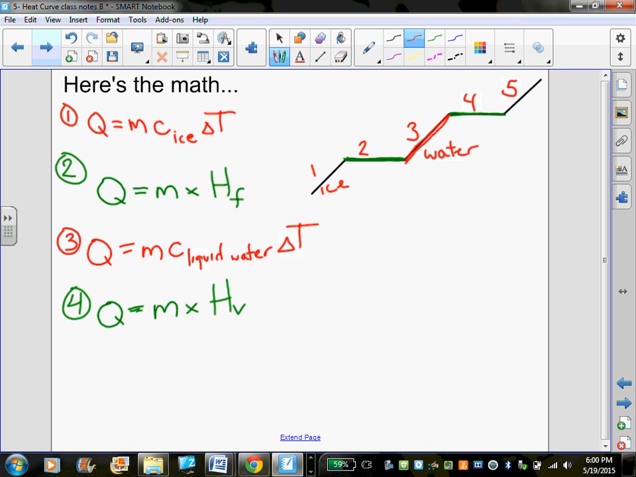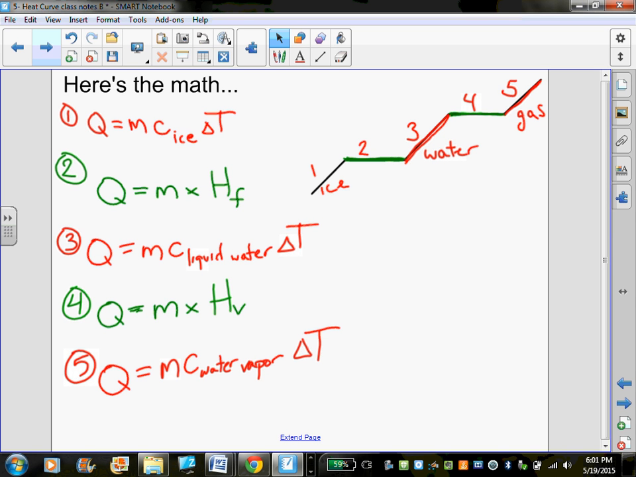And then the last one here, we are a gas. And so, in order to figure out anything about heat, we would use mass times the specific heat, and this time we would use water vapor times that delta T.